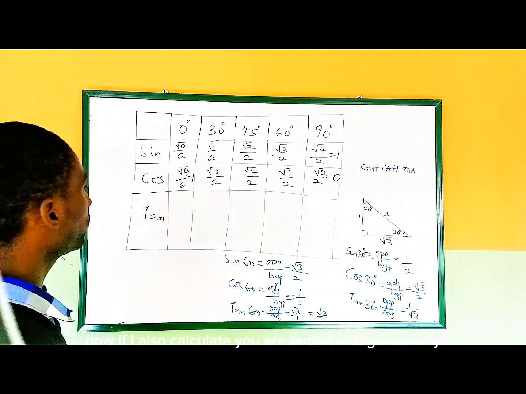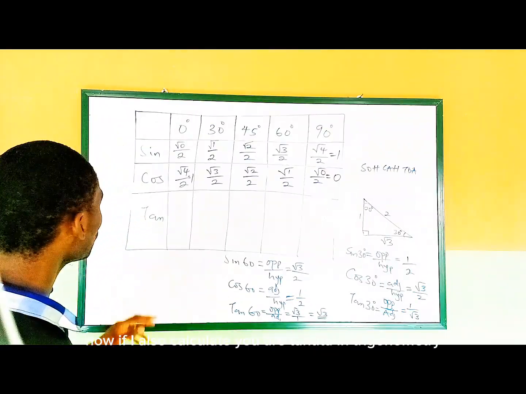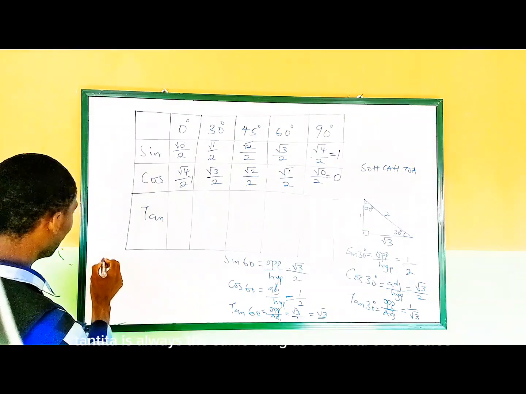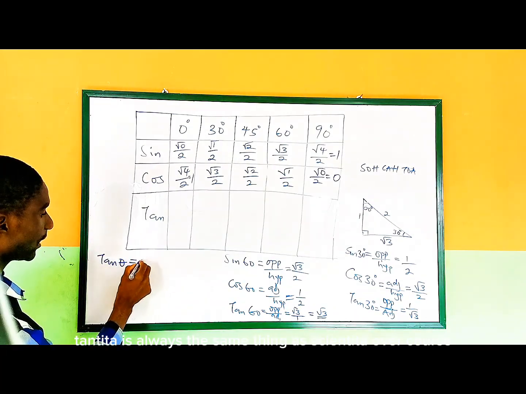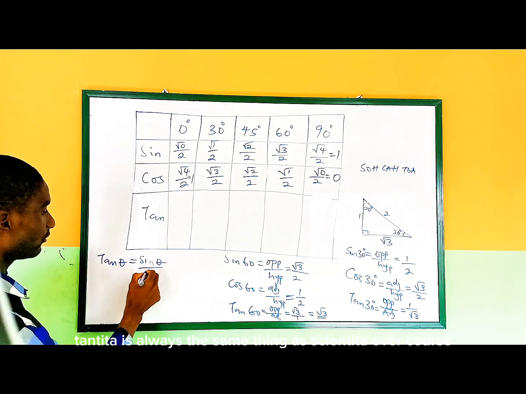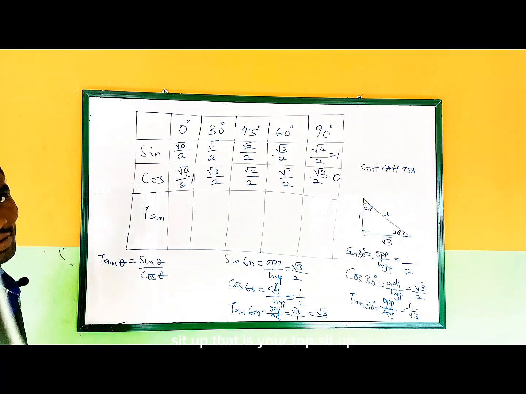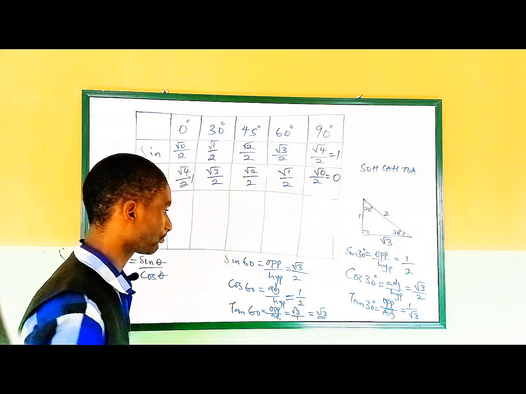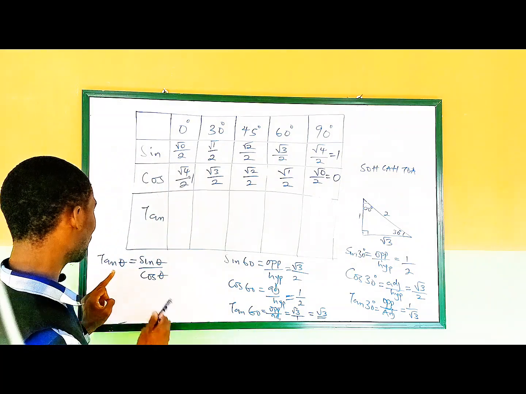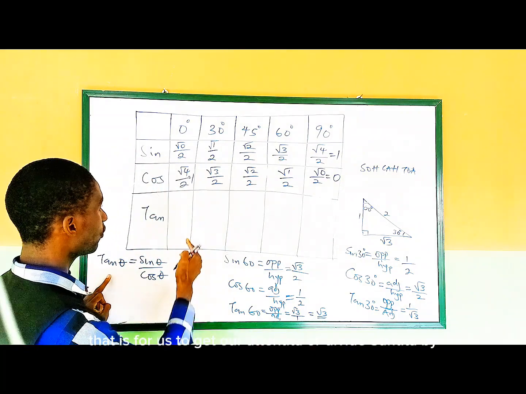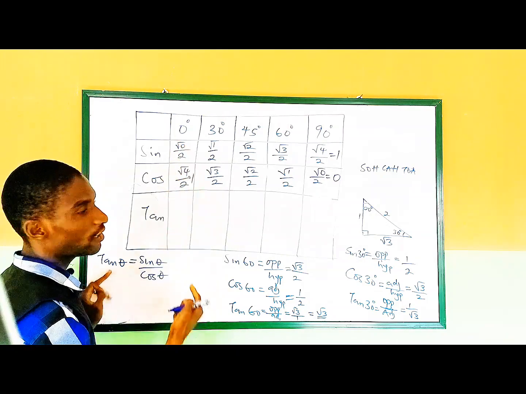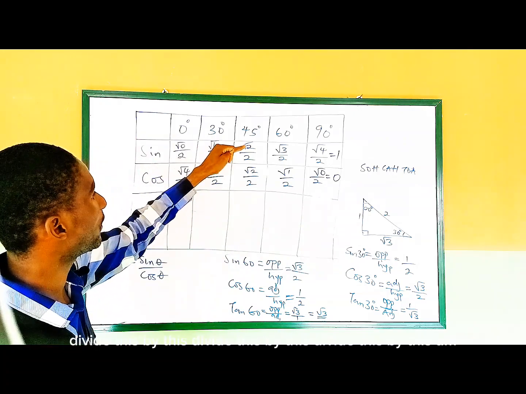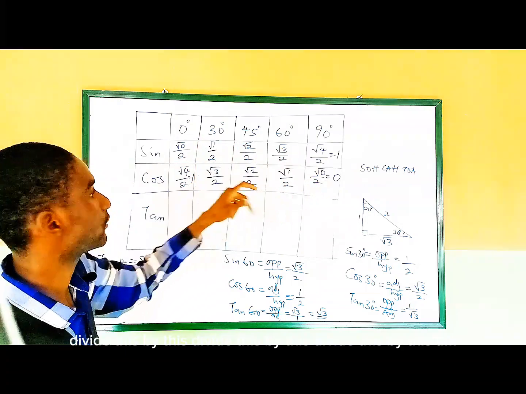Okay? Now for us to calculate our tan theta, in trigonometry, anytime you see tan theta, it is always the same thing as sin theta over cos theta. That is your tan theta. Are you with me? Now, if that is the case, that means for us to get our tan theta, we'll divide sin theta by cos theta. So to fill this, just divide this by this, divide this by this, divide this by this, and so on.